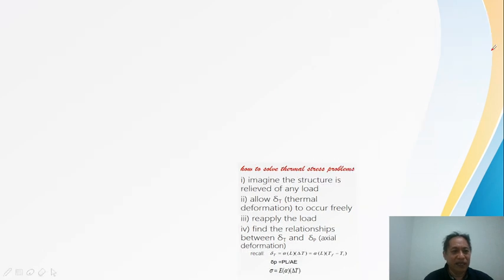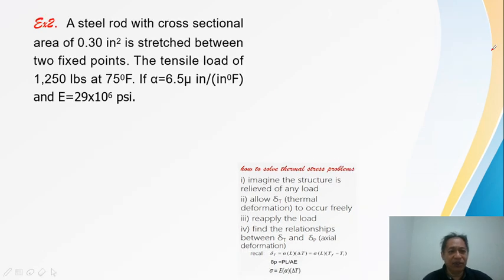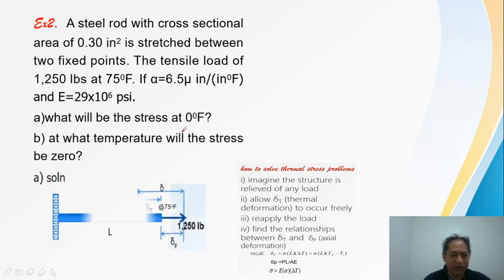Okay, number 2. There is a steel rod with a cross-sectional area of 0.3 square inch that is stretched between two fixed points. In order to reach the other end, a tensile load of 1,250 pounds at a temperature of 75 degrees Fahrenheit is applied. Now, the coefficient of linear expansion is also given, and your E is also given. The value of the stress is needed when the temperature is dropped from 75 degrees to 0 degrees. Okay, so here is the figure.